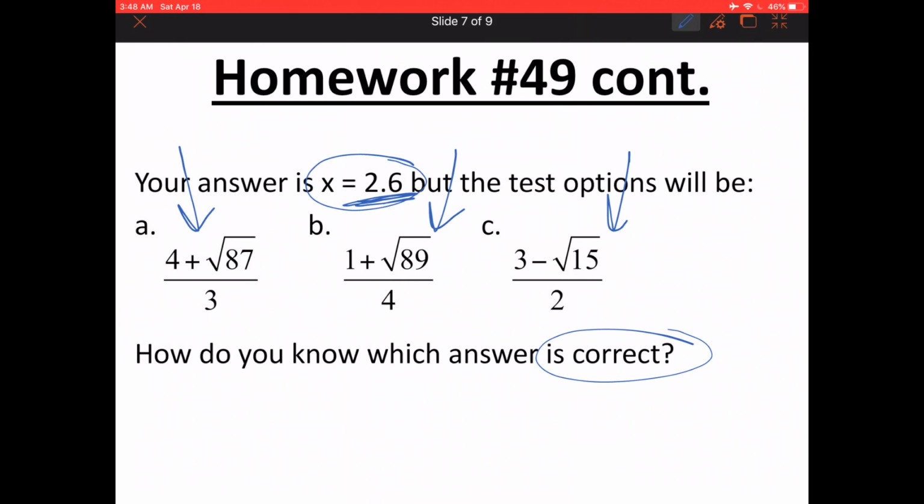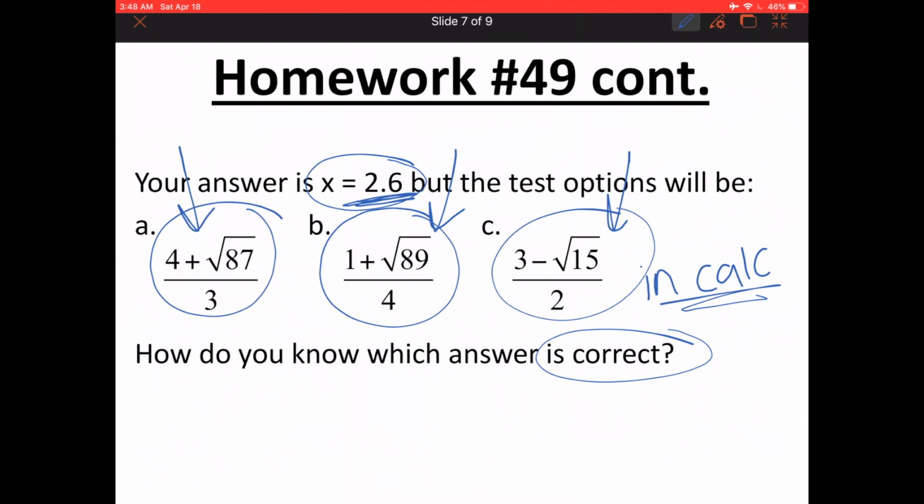Remember, just put each of these into the calculator, okay? So actually do them in the calculator, right? Do 4 plus the square root of 87, then divide by 3. Tell me what you get, okay? So for example, if I were to do that right now, 4 plus the square root of 87, then divide by 3, I get 4.44. That is not 2.6, so I can cross that out.